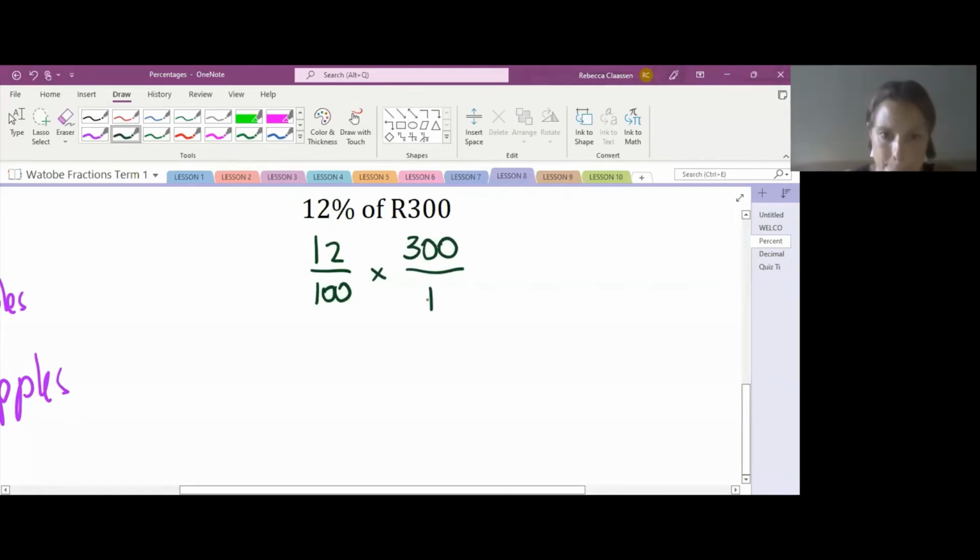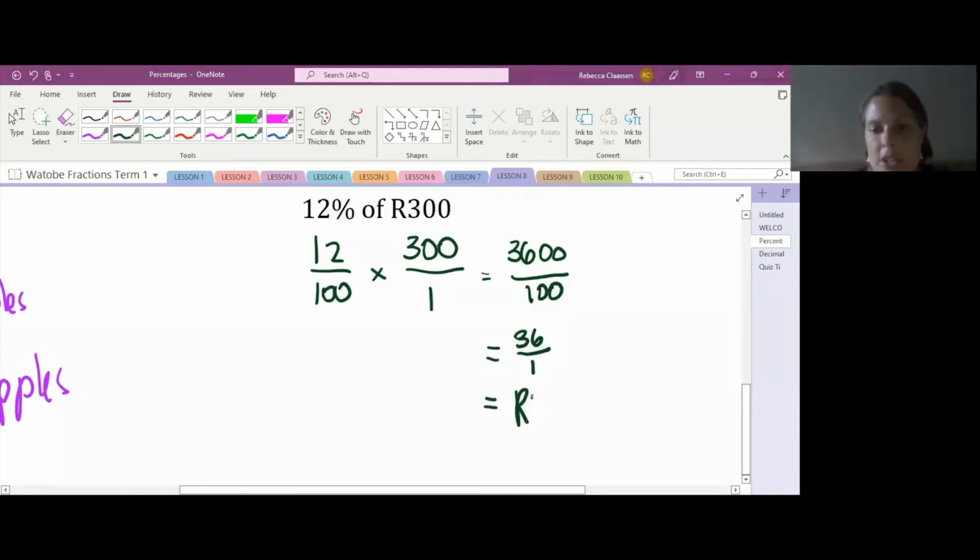And 12 times 300 is 3,600. Good. And 100 times 1 is 100. Good. And 3,600 divided by 100 equals 36. Good. Okay, so for the people who are going with that step as well, it's going to be 36/1, which is then going to be 36 rand. Well done. Spot on.